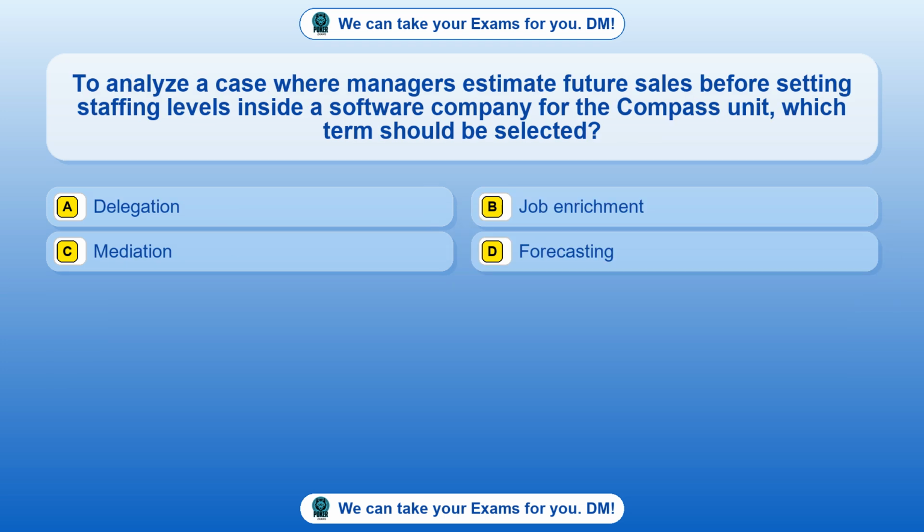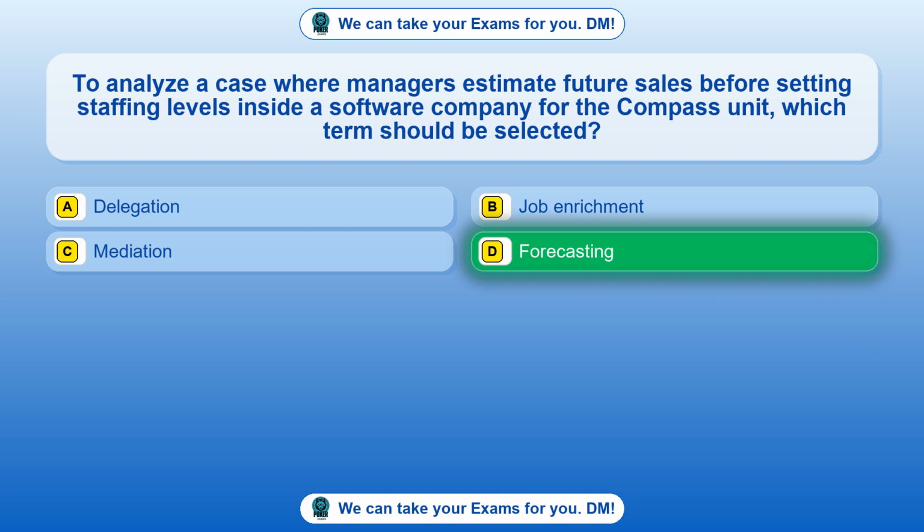Question 92. To analyze a case where managers estimate future sales before setting staffing levels inside a software company for the Compass unit, which term should be selected? Option A, delegation. Option B, job enrichment. Option C, mediation. Option D, forecasting. The correct answer is option D, forecasting.